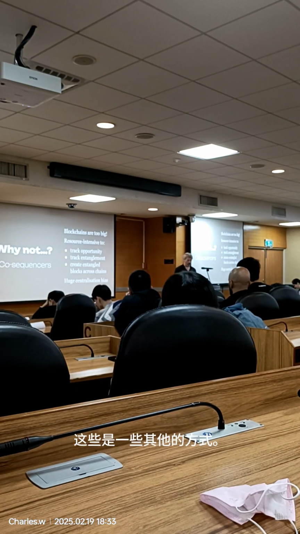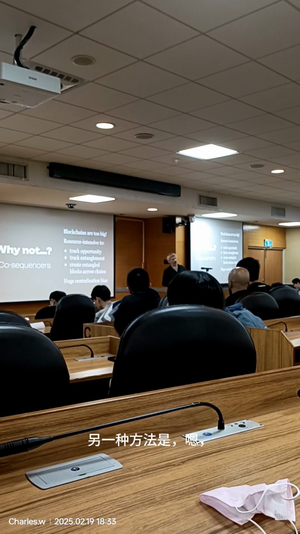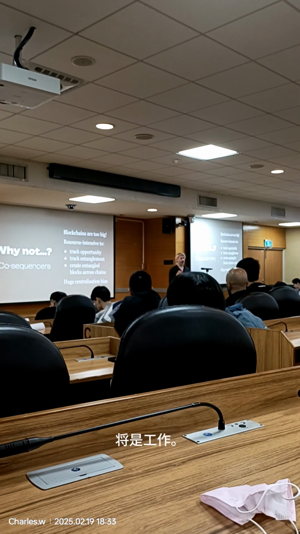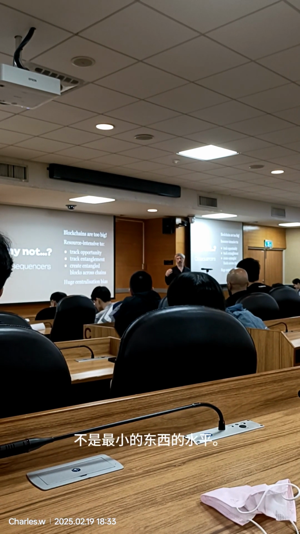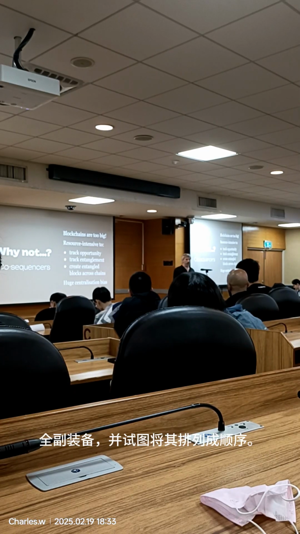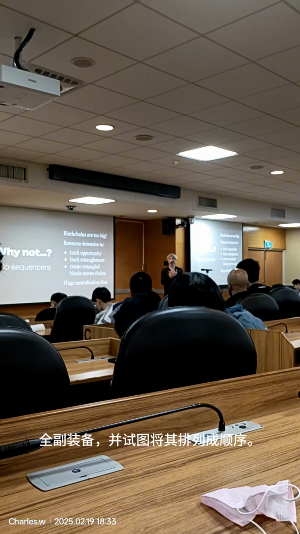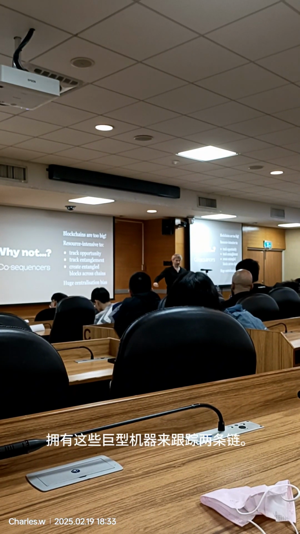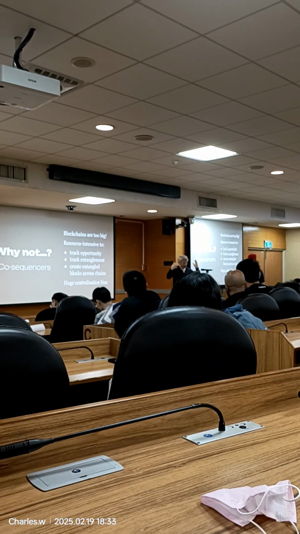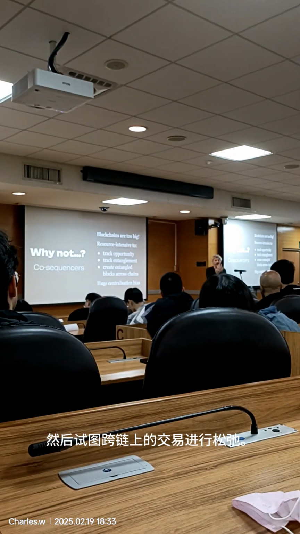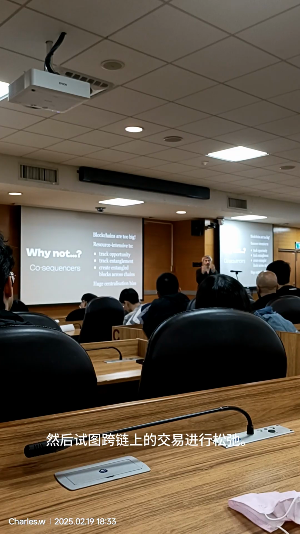These are sort of other ways of doing it. One of the other ways of trying to get something like this would be to work not at the level of smaller state machines, but at the level of whole L2s, whole rollups, whole parachains, and just try and co-sequence them. So basically having these giant machines that track both chains, manage two transactions all in one, and then try to causally entangle transactions across them.